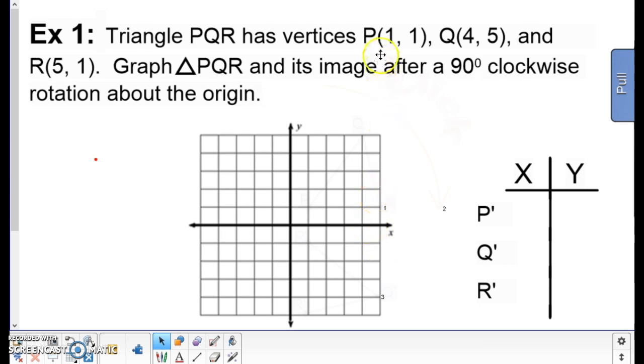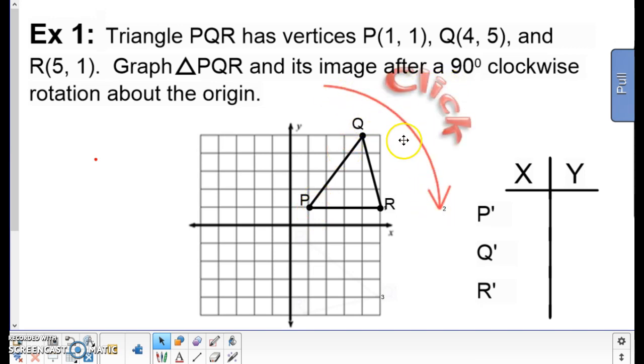So the first thing I need to do is plot my points. I have the points 1, 1, 4, 5, and 5, 1. So if we plot that triangle, P is at 1, 1, Q is at 4, 5, and R is at 5, 1. This is called the pre-image. And we want to rotate it 90 degrees clockwise. So that means we're going to be going to the right, 90 degrees about the origin.